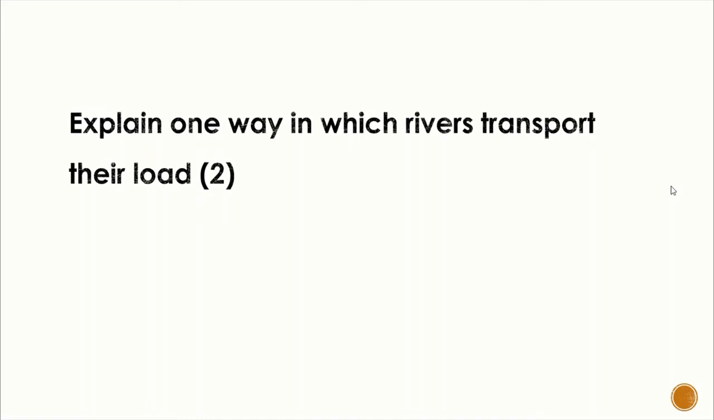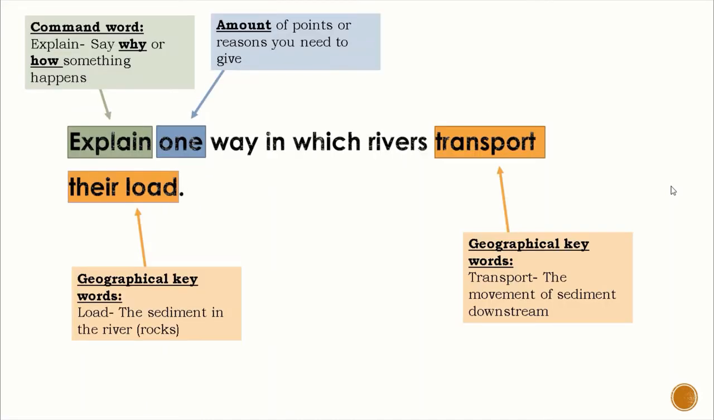Okay, so first of all, we're going to break this down a little bit. We're going to annotate this question. So you can see I've done that for you now. As with all the questions that we've looked at so far in these clips, this is an explain question. So it's asking you why or how something is happening. It's asking you for one as your amount for this question.